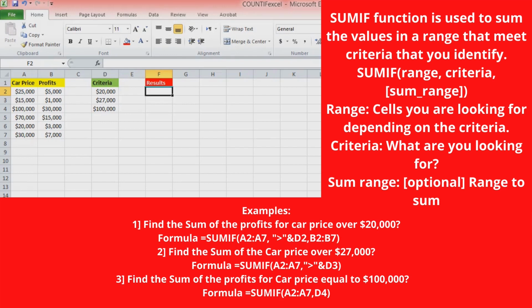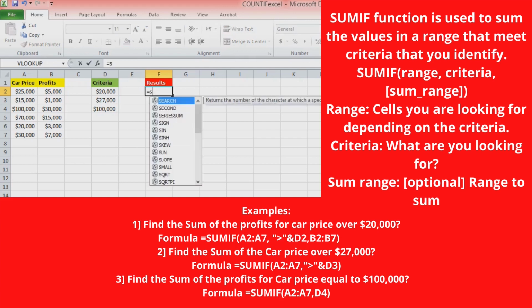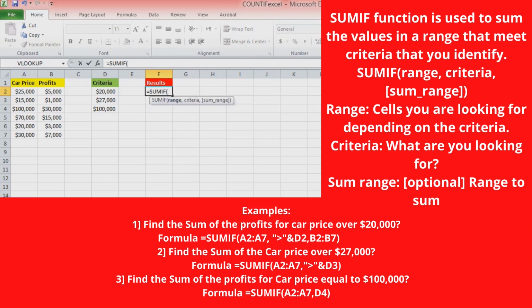So, let's use these three examples to precisely illustrate SUMIF. Example 1: Find the sum of the profits for car price over $20,000. So, the range is car price. Criteria is over $20,000. And sum range is the profits because that's what you are adding.